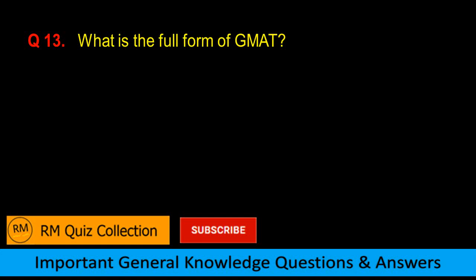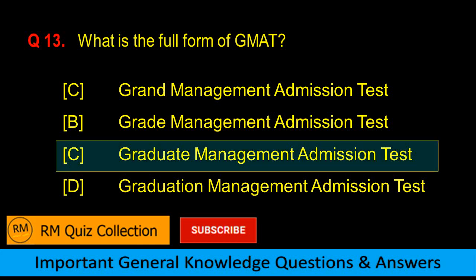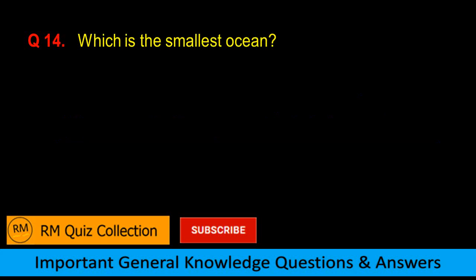Question 13. What is the full form of GMAT? Your options are A. Grand Management Admission Test, B. Grade Management Admission Test, C. Graduate Management Admission Test, D. Graduation Management Admission Test. Your answer will be option C. Graduate Management Admission Test.